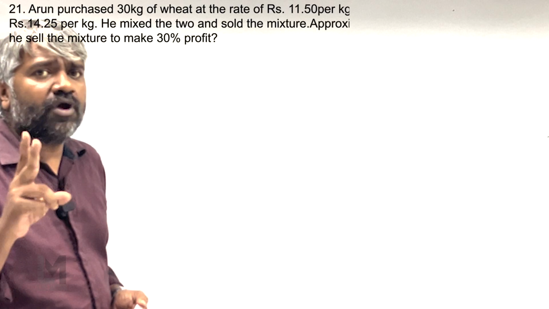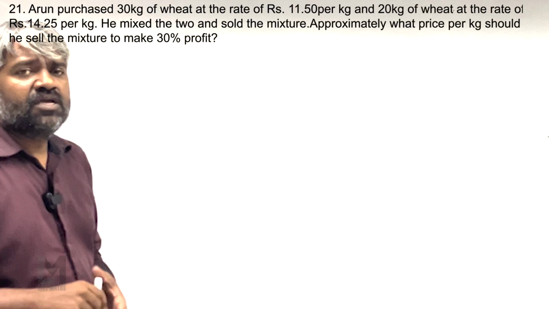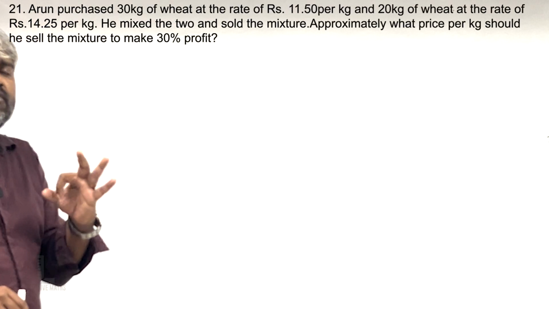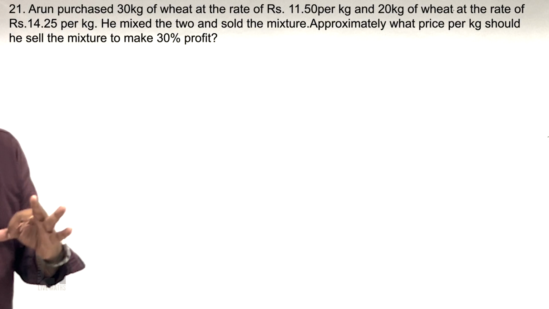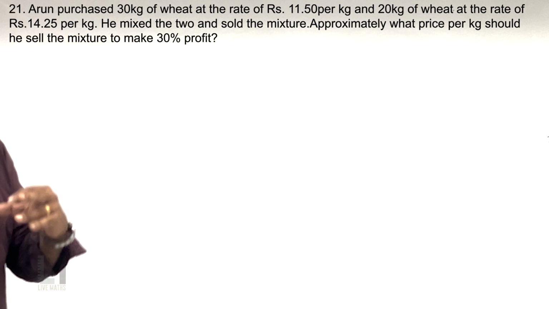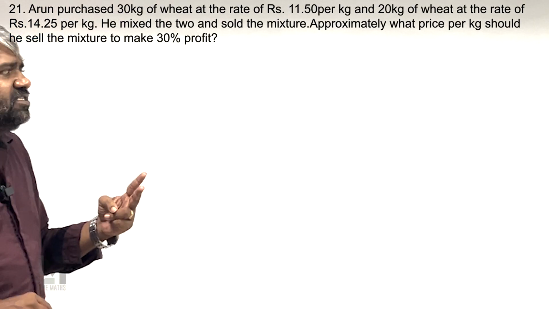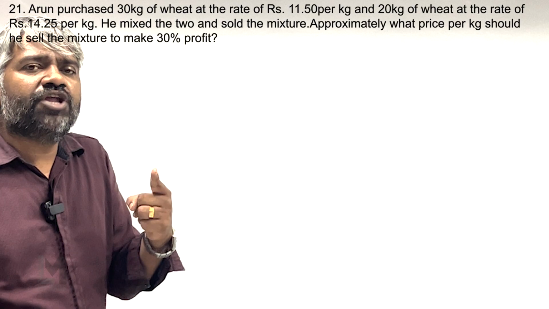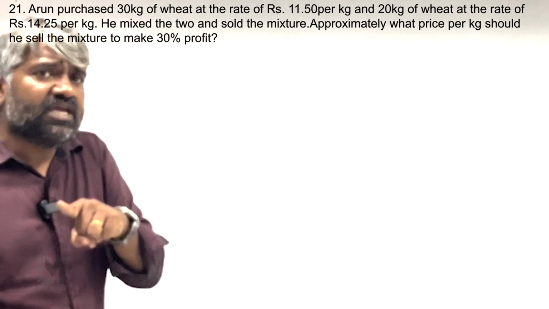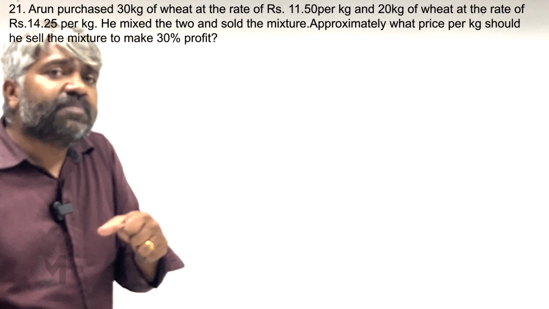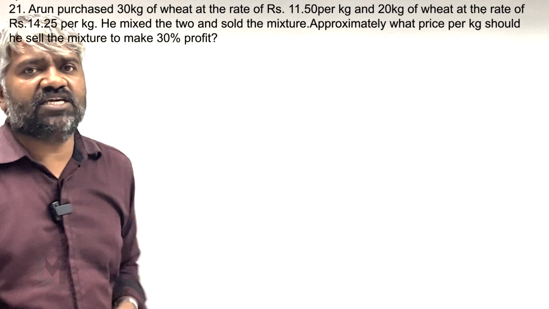First, I will explain the question, okay? There is a person called Mr. Arun. He buys 30 kg of wheat at a price of 11.5 rupees per kg. Then he is buying another quality of wheat which is sold at a price of 14.25 rupees per kg. How many kgs is he buying in this case? He is buying 20 kg, right?